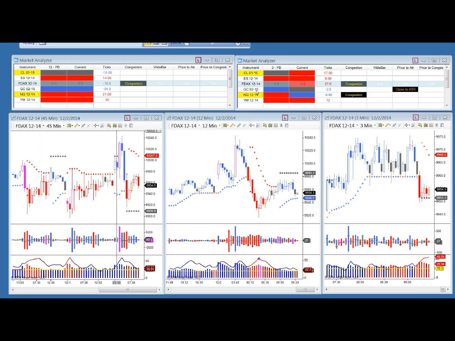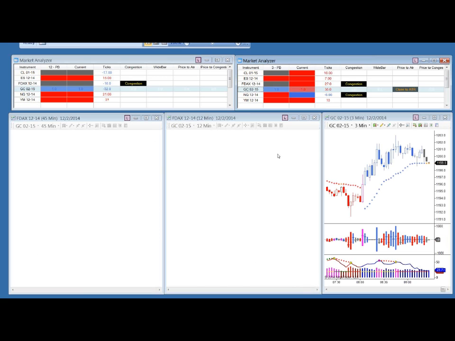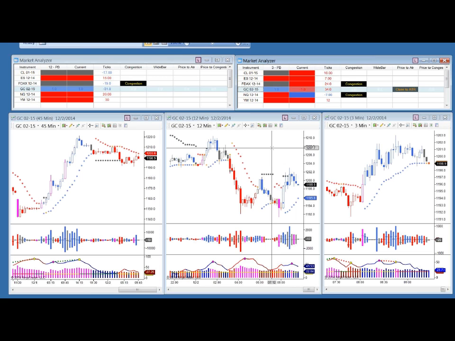Okay, Gold, you're at the ATR. This is retracing back to this ATR, okay? Is that a good trade to take at the ATR? Nope. You're going against your 12-minute. Do y'all understand that?